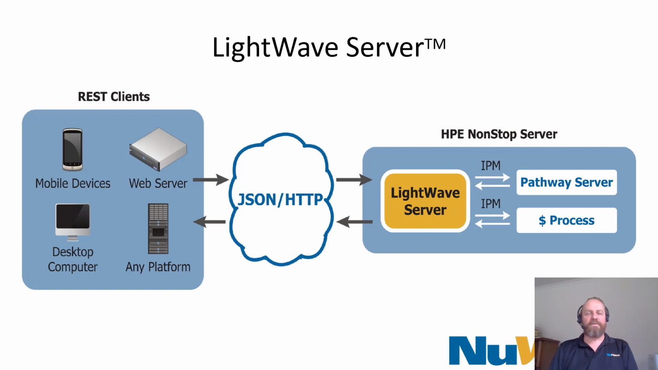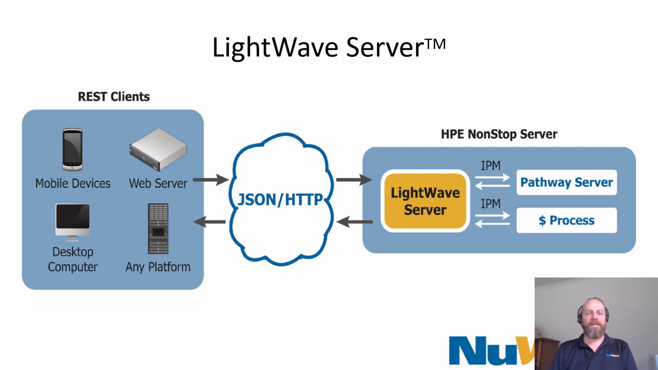Here's a brief architectural overview of LightWave Server. On the right-hand side, we see the NonStop server, with LightWave Server running on the NonStop. It runs under Guardian, no OSS required, no need for any additional software at all. LightWave Server here is sitting in front of a Pathway server or another process, a Guardian or OSS process. LightWave Server is communicating with those backend applications using interprocess messages, or IPMs, that are the format of the IPM that those applications are expecting to receive, hence no need for application changes.